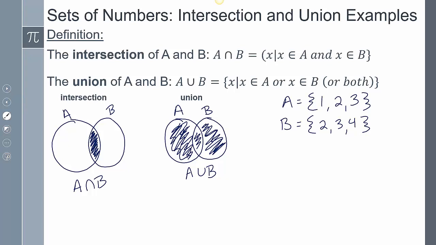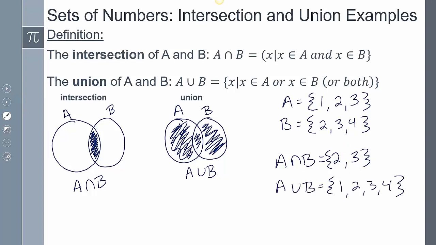Now let's look at a brief example of what I mean here. Let's say A is the numbers 1, 2, and 3, and B is the elements 2, 3, and 4. If I wanted to find the intersection, I'm looking at what exists in both of them. Well, only 2 and 3 exist in both of them. So when I'd say what's the intersection of those two, I'd say it's 2 and 3.